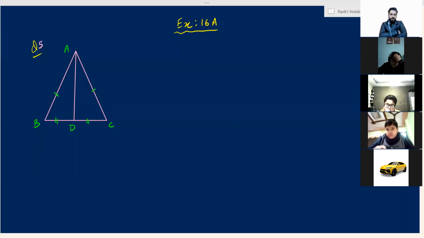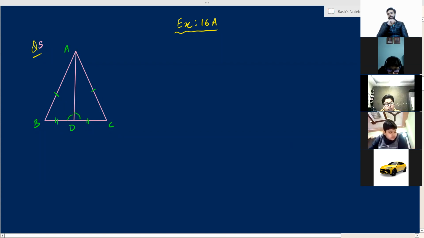Two things are given here. AB is equal to AC given, and BD is equal to CD given again. We have to show that angle ADB, this one, and angle ADC, this one, these two angles we have to prove that they are 90 degrees each.